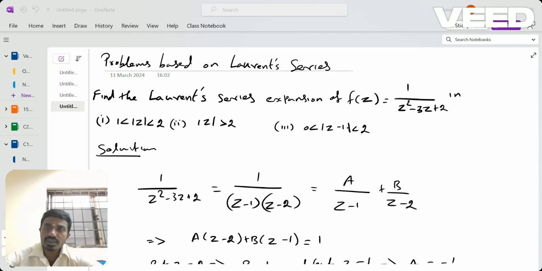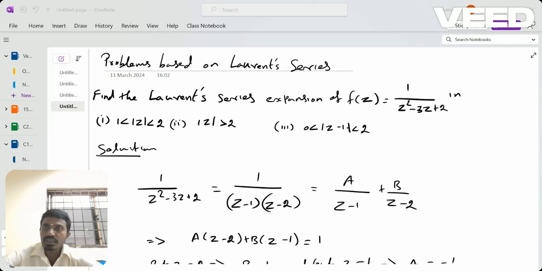Similarly, in this term 2 by mod z is less than 1, so you take z as common here also, then you get 1 minus 2 by z. So now bring it to the numerator, then you get whole power minus 1, here also whole power minus 1. Now I expand like 1 minus x whole power minus 1, which is nothing but 1 plus x plus x square plus x cube and so on. So now we get this one. Now after simplification, we will get this one.